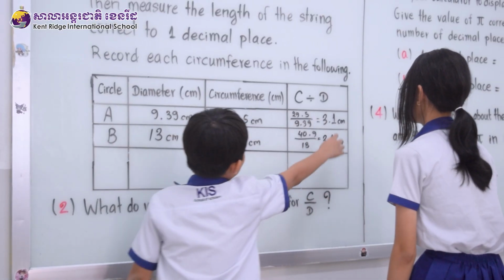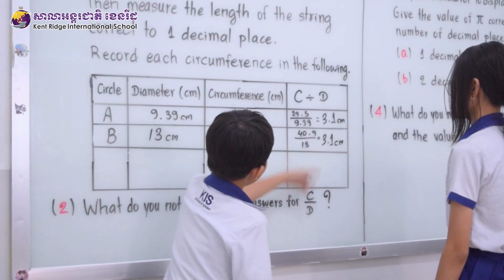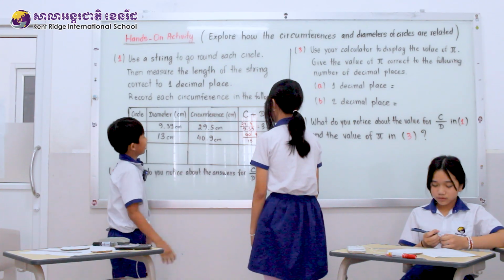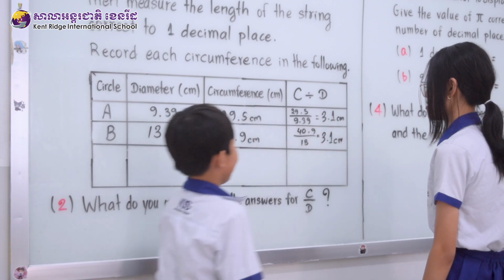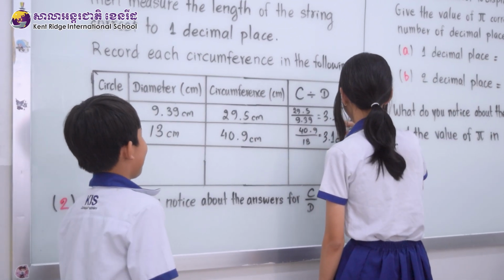Oh, you made a mistake, a small mistake. How? This is not supposed to be centimeter. It is a constant value, so you have to erase the centimeter. Oh, okay.